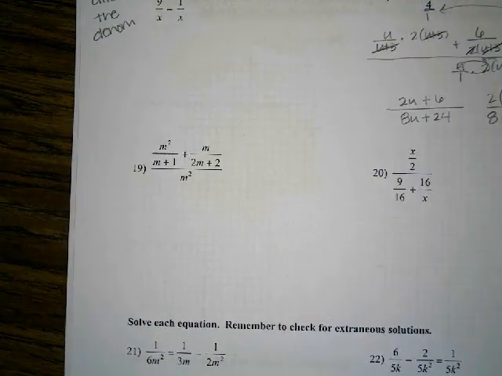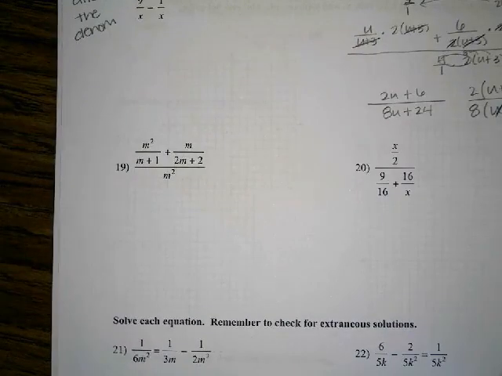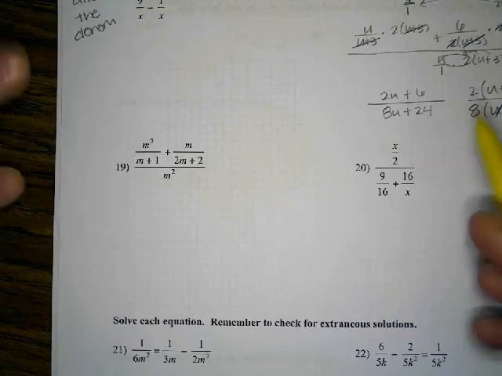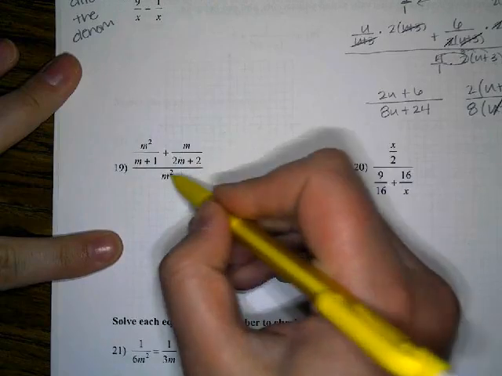I also wanted to do number 19. I think number 19 is one that students have asked me about. It's kind of similar to number 18, but it's different enough that we can do it. So again, this is a whole number on the bottom, so I'm going to put it over 1.